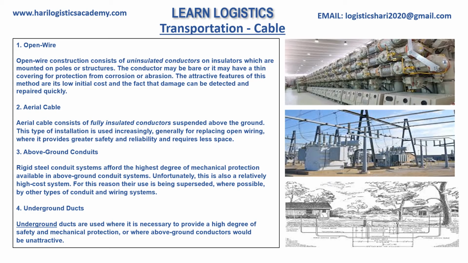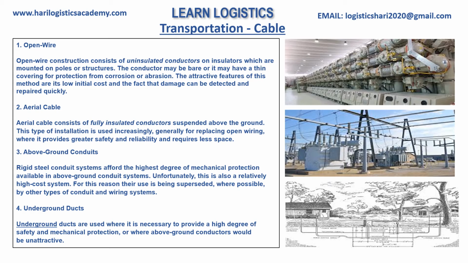Two is aerial cable. Aerial cable consists of fully insulated conductors suspended above the ground. This type of installation is used increasingly, generally for replacing open wiring, where it provides greater safety and reliability and requires less space.